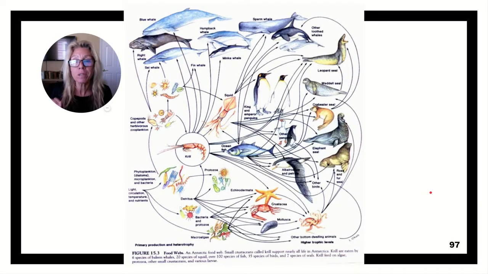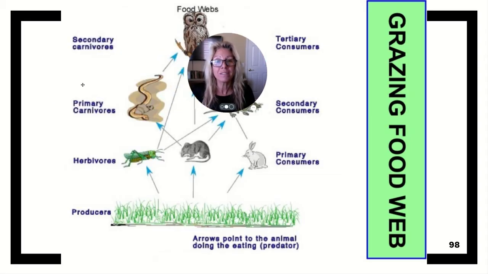Now, taking a look at this picture, can you see one organism that is super, super important to this ecosystem when you look at the food web? And hopefully you can see this right here. Look at the krill and how critical that is for this entire ecosystem. So it's very complex. Now, a grazing food web, well, what does that sound like?